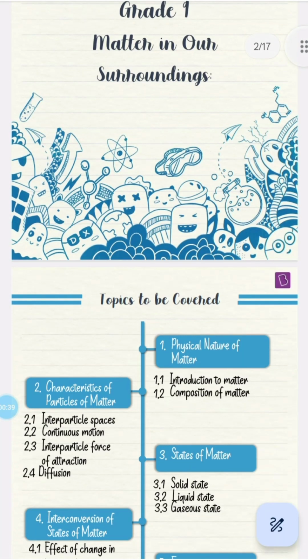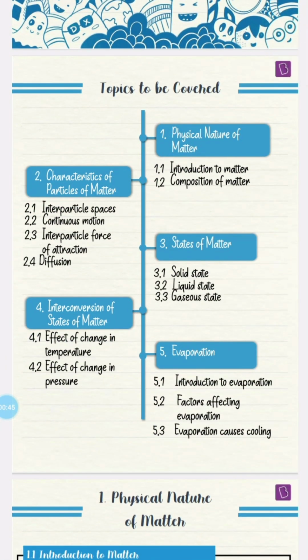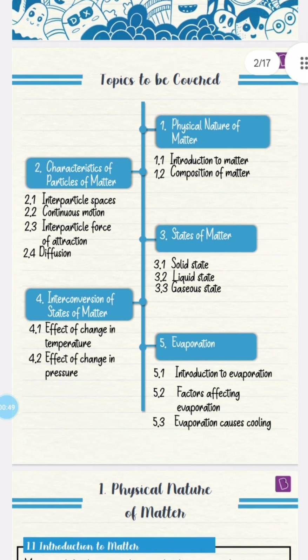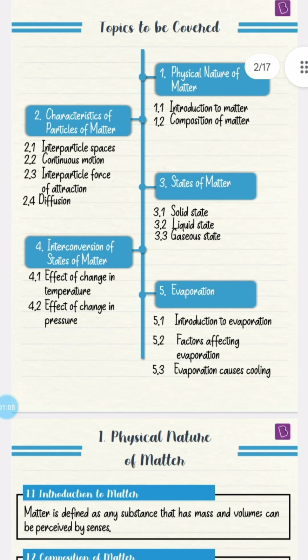Let's begin with our very first chapter, that is matter in our surrounding. There are 5 topics to be covered in this chapter. The first is the physical nature of matter, in which we are going to give a brief intro to matter and composition of matter. Then we have its characteristics. There are 3 main characteristics: interparticle space, continuous motion, and interparticle force of attraction, along with diffusion.